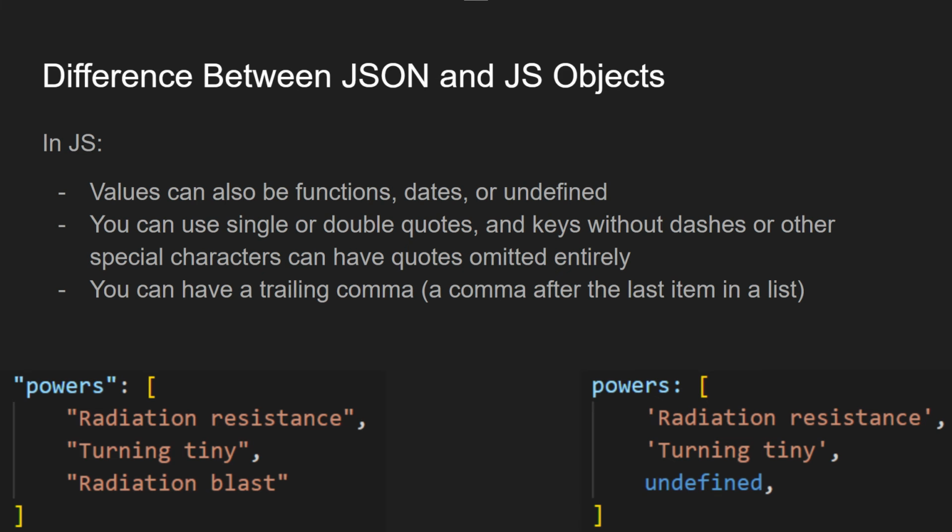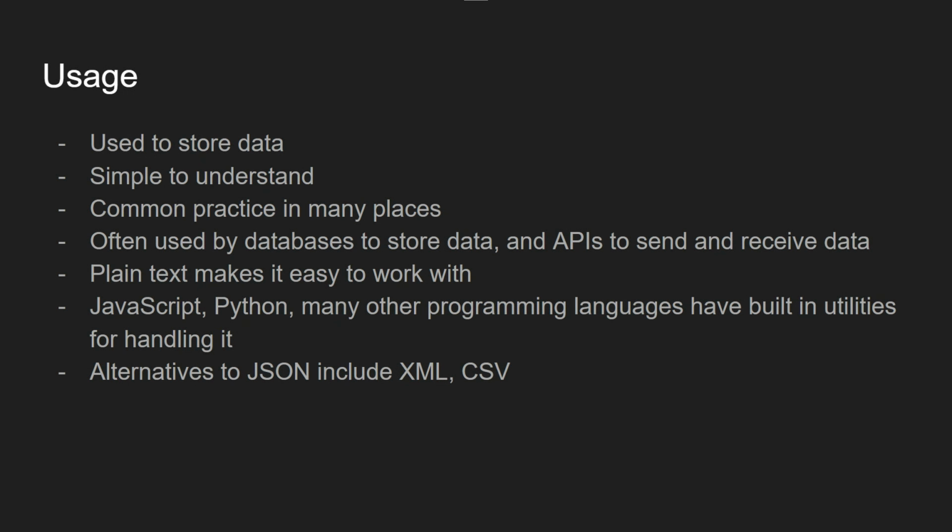JSON must have keys in double quotes. Double quotes are the only valid quotes. You cannot have trailing commas, and you are limited to the 6 types of data we went over earlier. JSON is used to store data. It's simple to understand and common practice in many places. It's often used by databases to store data and APIs to send and receive data. And it's stored in plain text, which makes it very easy to work with.